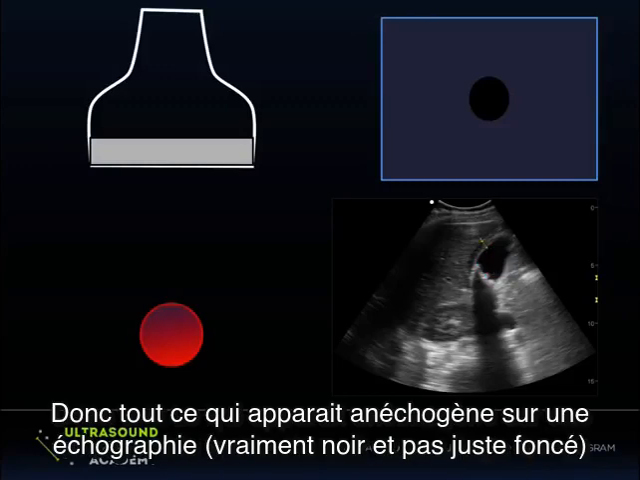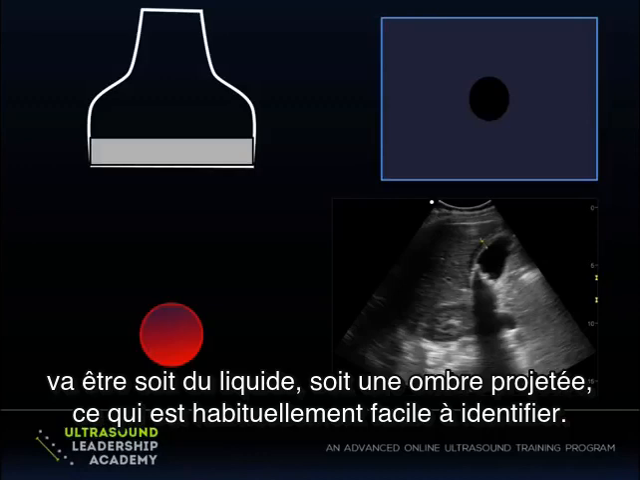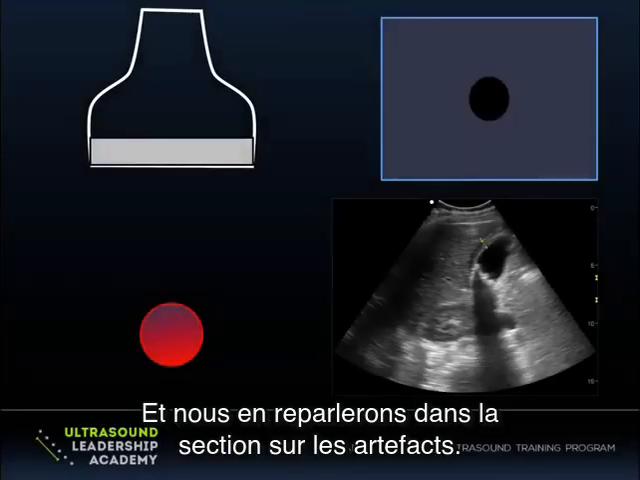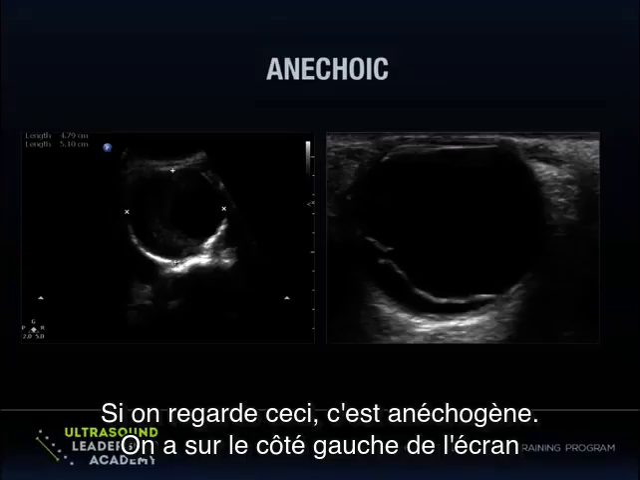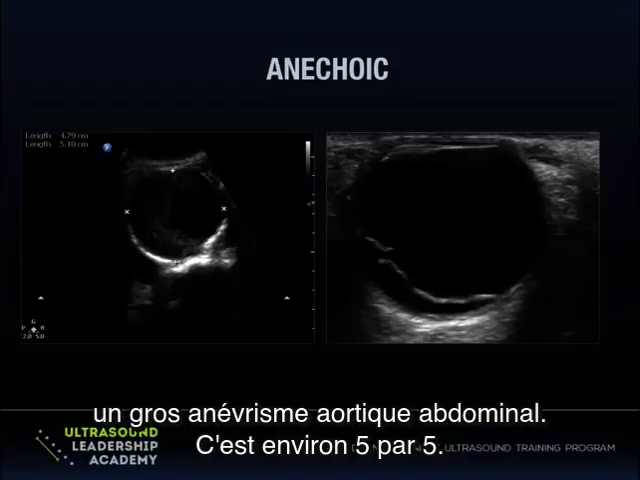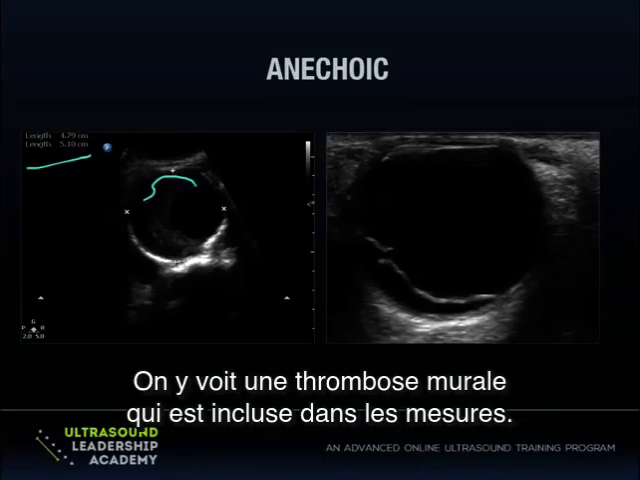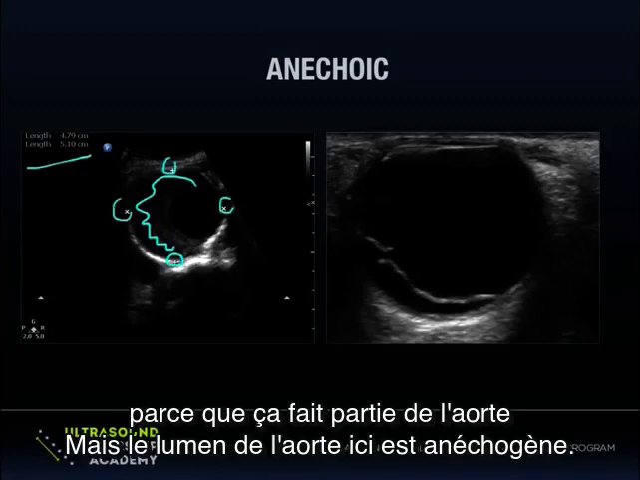So anything that appears anechoic on ultrasound, truly anechoic, not dark, but black, is going to either be fluid or shadowing. And shadowing is usually pretty easy to identify, and we'll talk about that, like I mentioned, in the artifact section. So looking here, this is anechoic. We have on the left side of the screen a large abdominal aortic aneurysm that's about 5 by 5. It's got a bunch of mural thrombus here, which is included appropriately in the measurements because that's all part of the aorta. But the lumen of the aorta over here is anechoic.